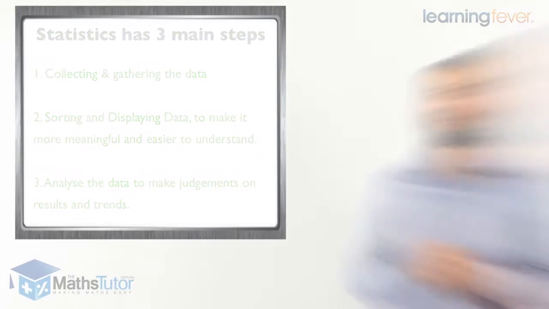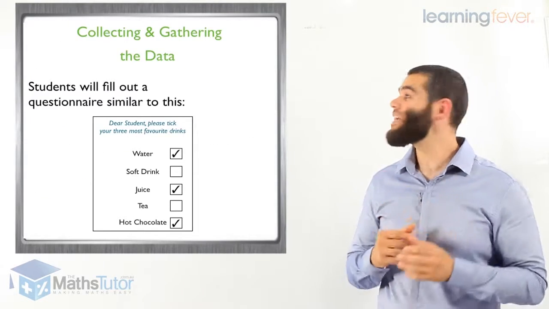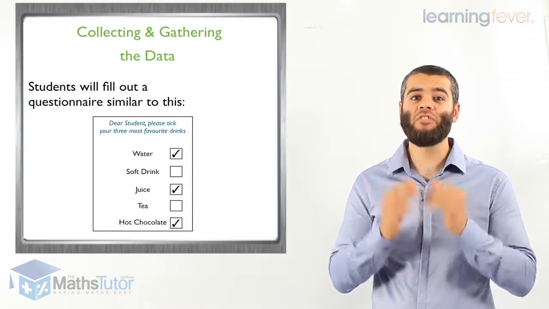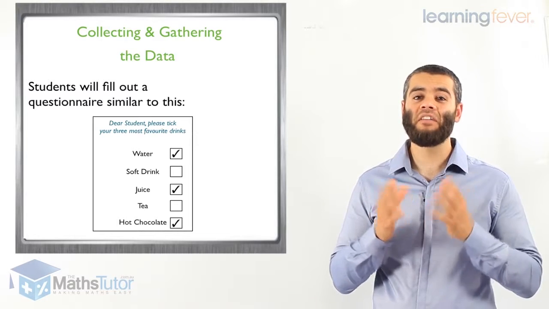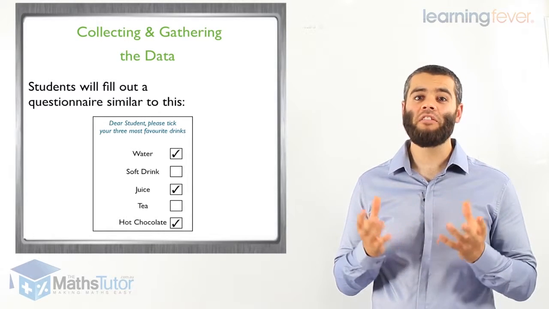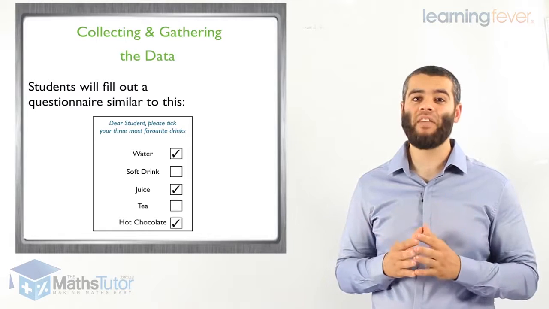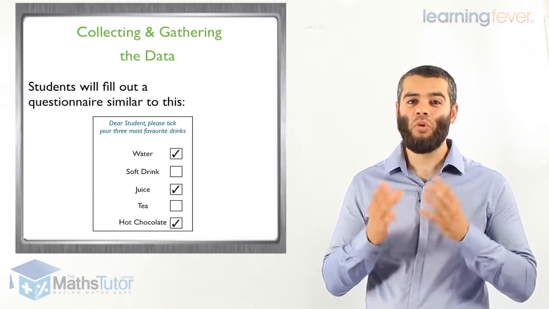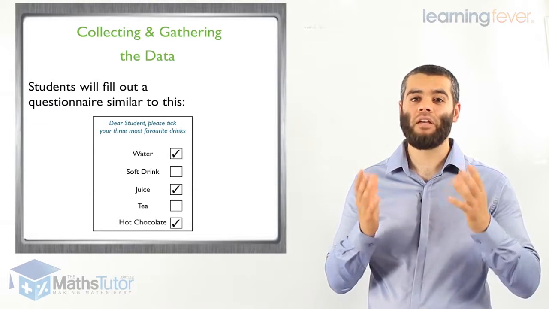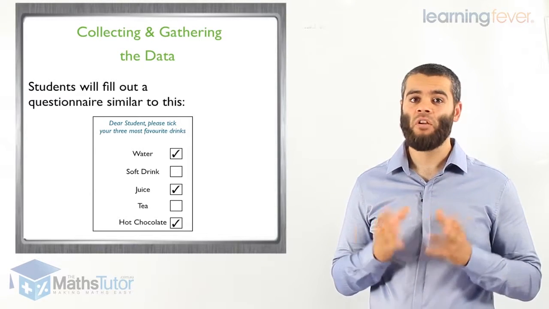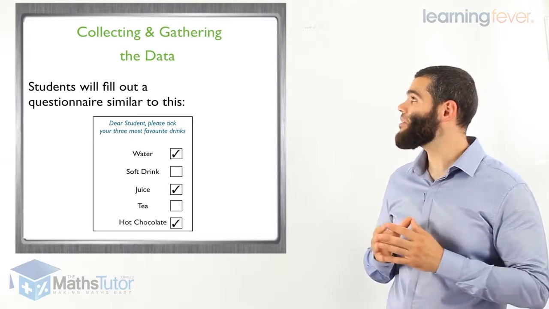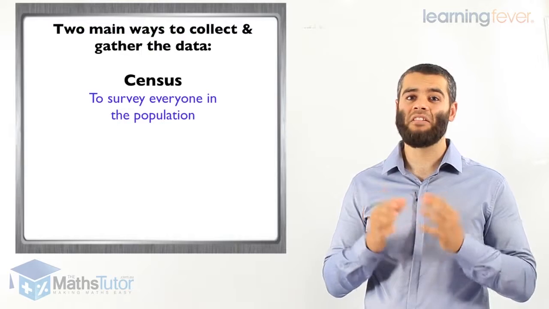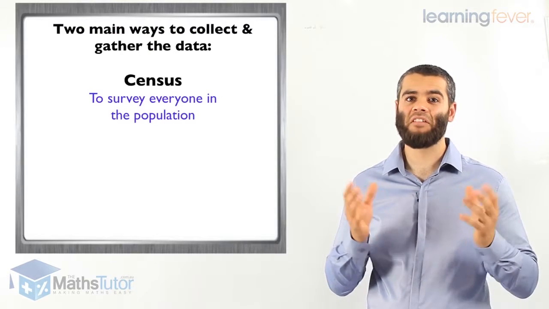Let's do that now. Step number 1, we are collecting and gathering the data. So now the canteen staff need to know the information regarding selling the new drinks next year. They need some information from the students. They're going to ask them by conducting a survey, a questionnaire. They're going to ask students what drinks they prefer to see for sale in the new canteen menu. Alright, so to collect and gather the data, there are 2 main ways. Either to conduct a census or to conduct a sample.